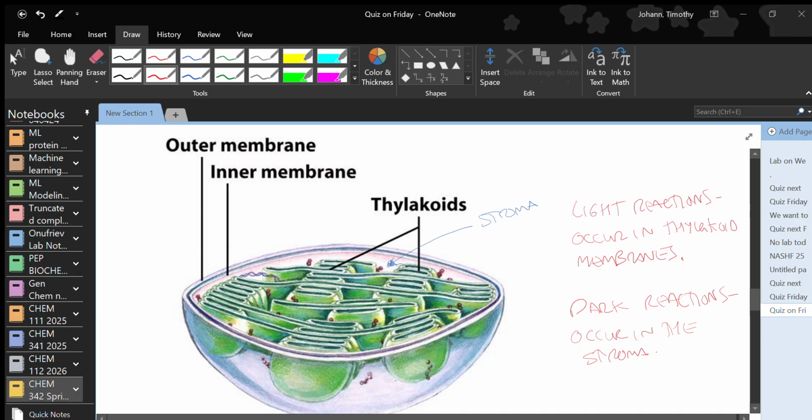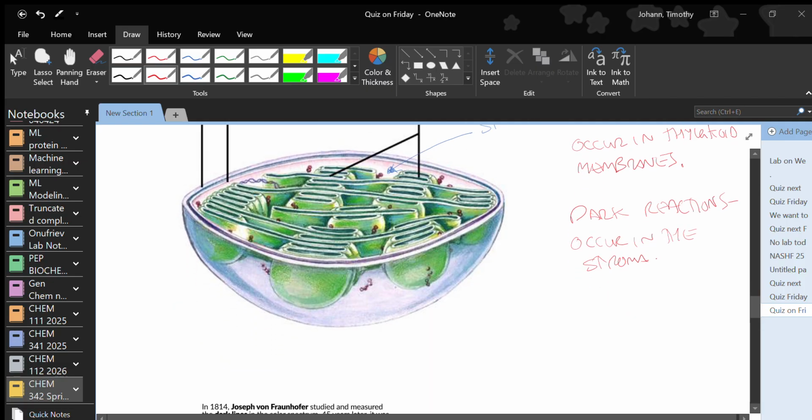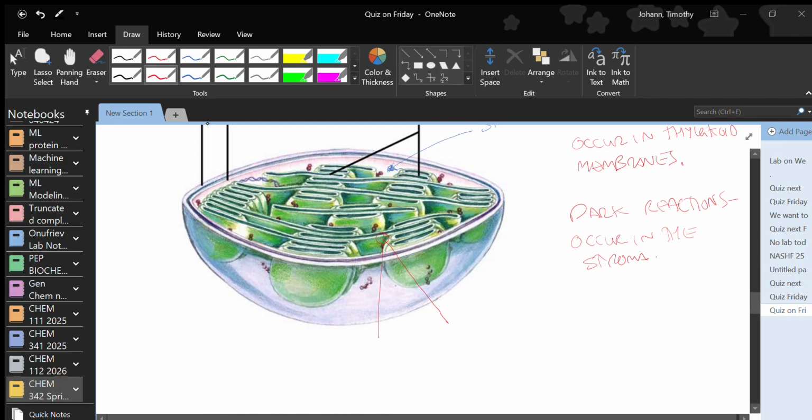Okay. And so if we were to take one of these membranes and zoom in on it, what it would look like is we'd have a membrane. Let's see, I want to get this right. This would be the stroma out here. This is going to be the thylakoid lumen.